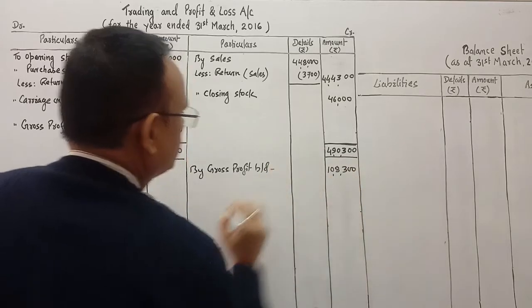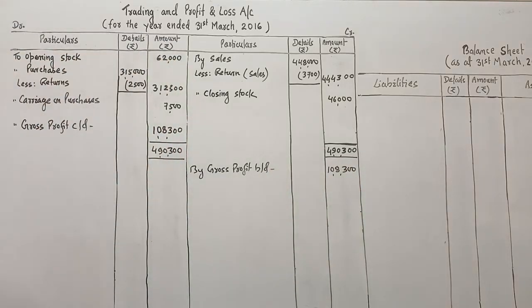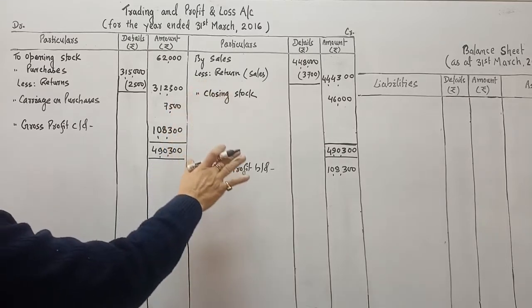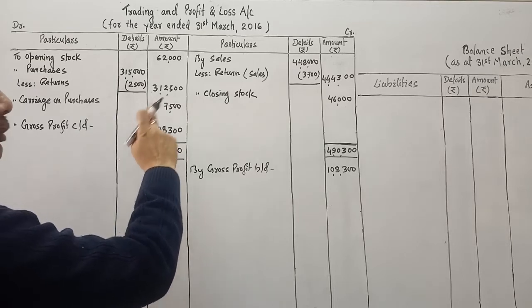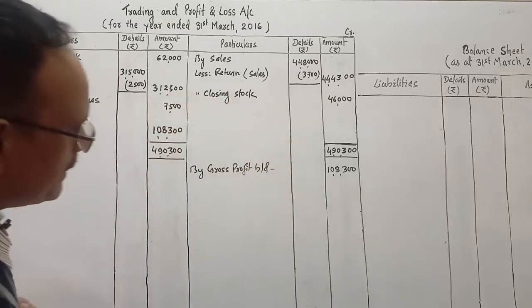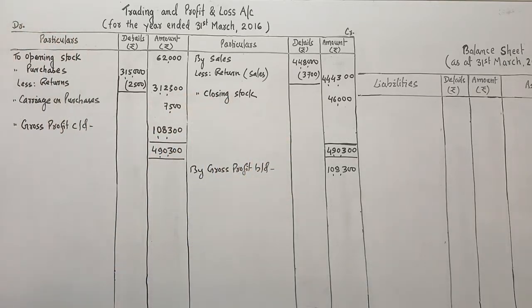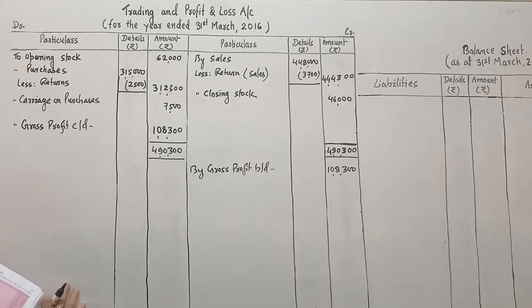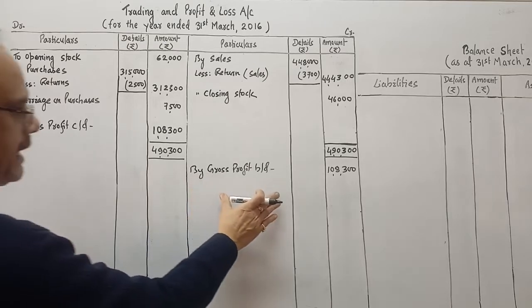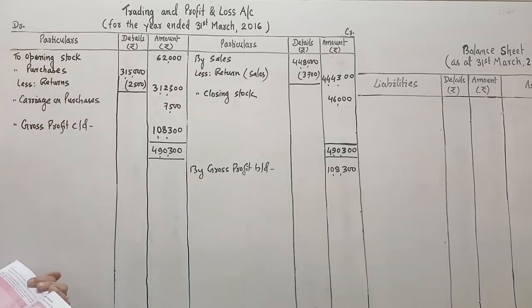1,08,300. Okay. Now we have entered into the profit and loss account. The trading account is completed. Here we have found the gross profit, which is transferred to the profit and loss account credit side. Now come to the profit and loss account. Here we will write all indirect expenses and losses, and on this side indirect incomes and gains.